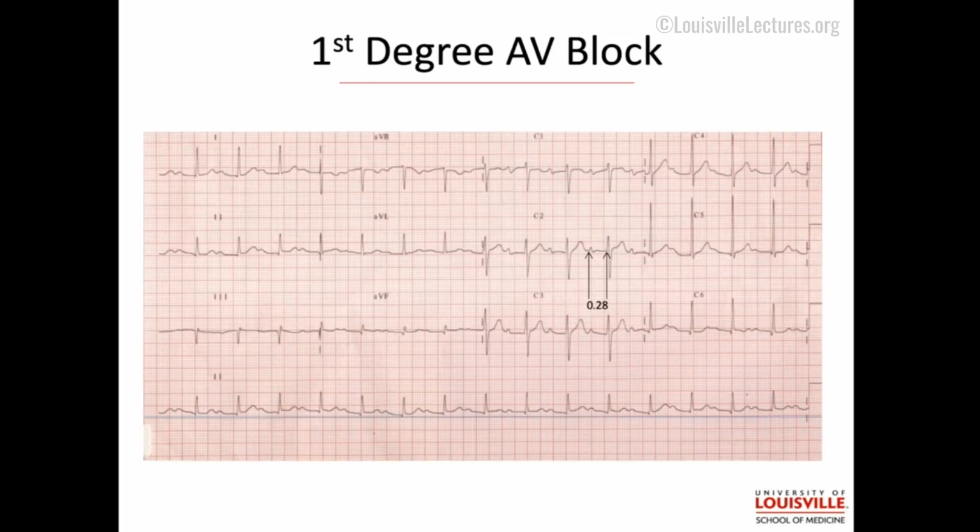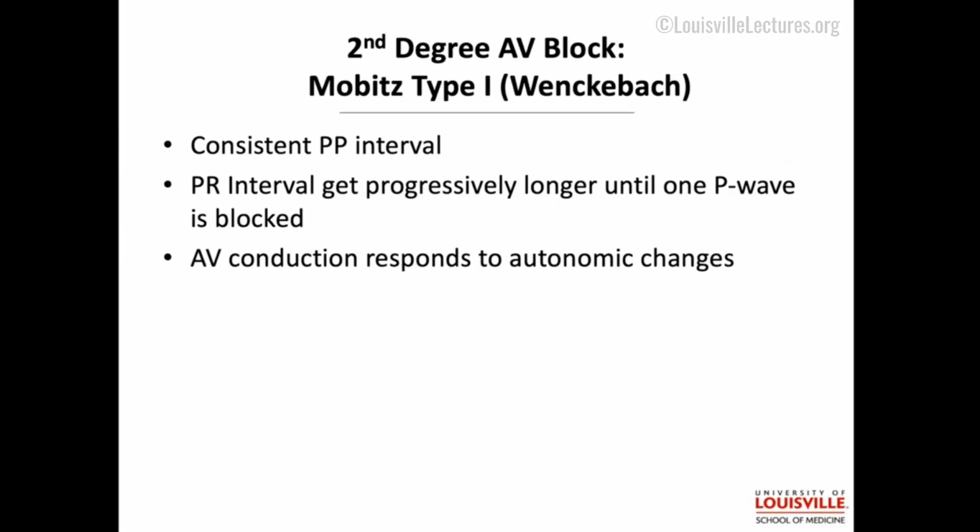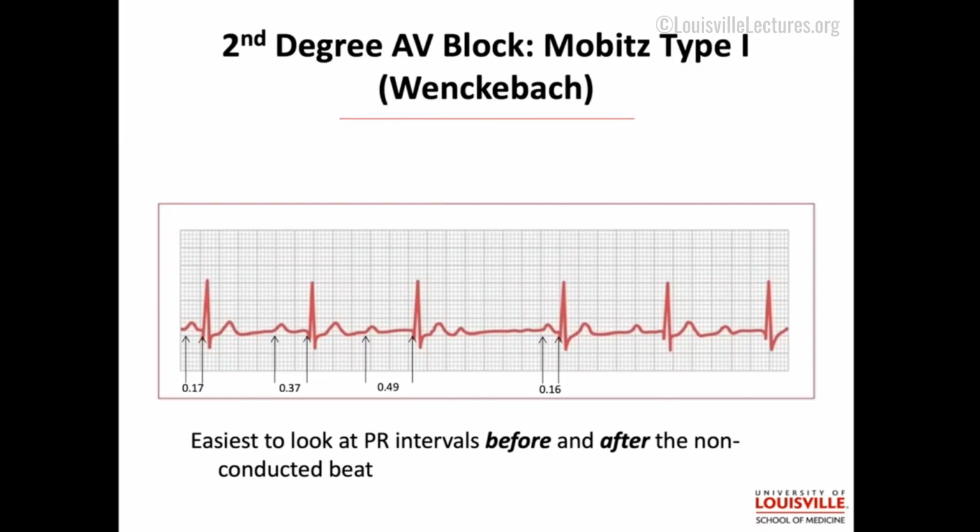So again, here's looking at first-degree AV block, which is just a prolonged PR interval greater than 200 milliseconds, or one big box. Second-degree AV block comes in 2 flavors, Mobitz 1 or Wenckebach. This is where the PR interval is progressively longer, and then you drop a QRS complex after a P wave. This is an example showing you and calculating the PR interval, okay? And it's easiest to look at the one right before and right after the non-conducted beat to be able to see the difference between those two.